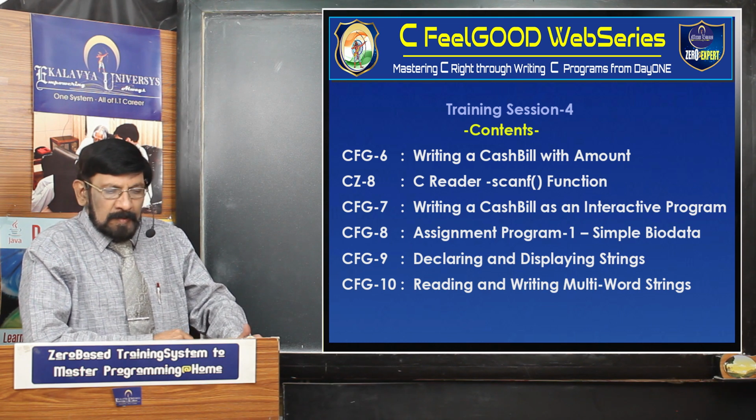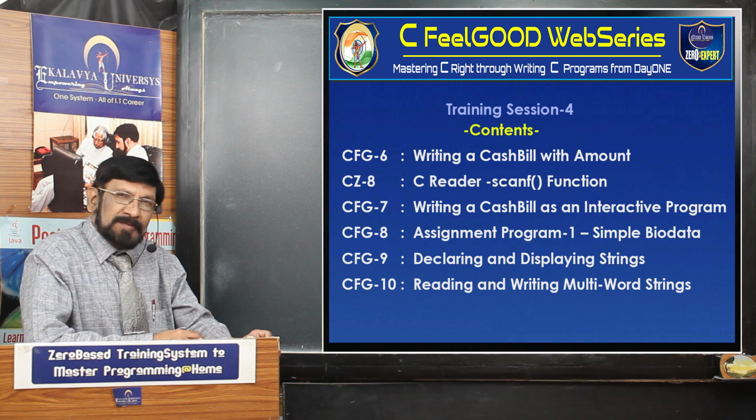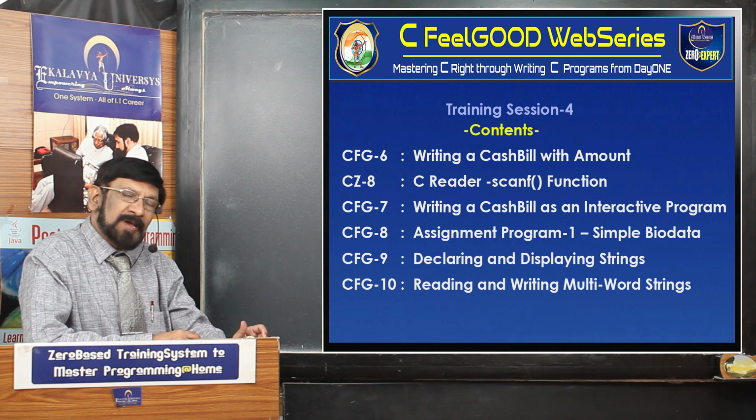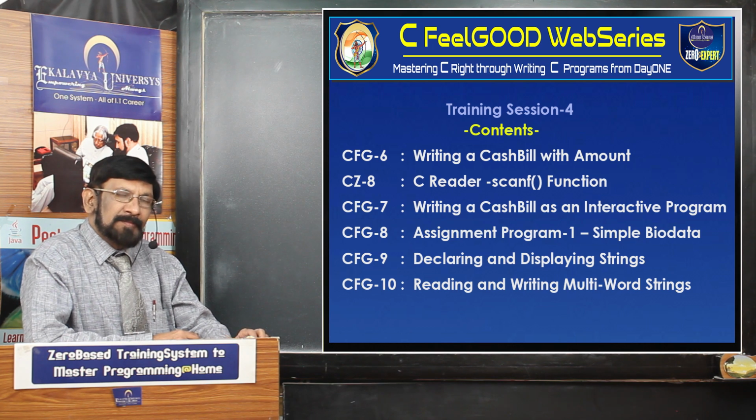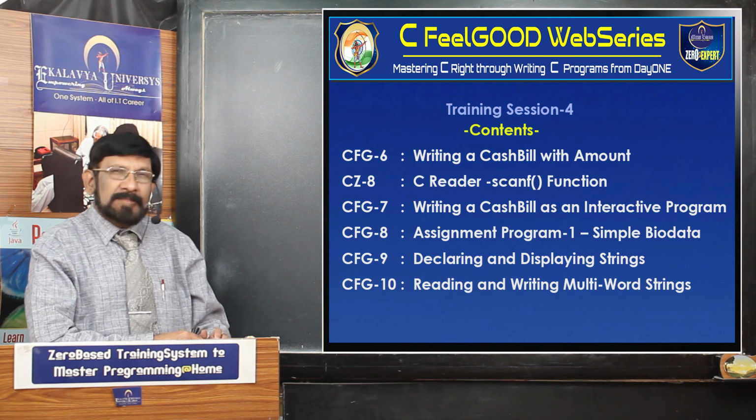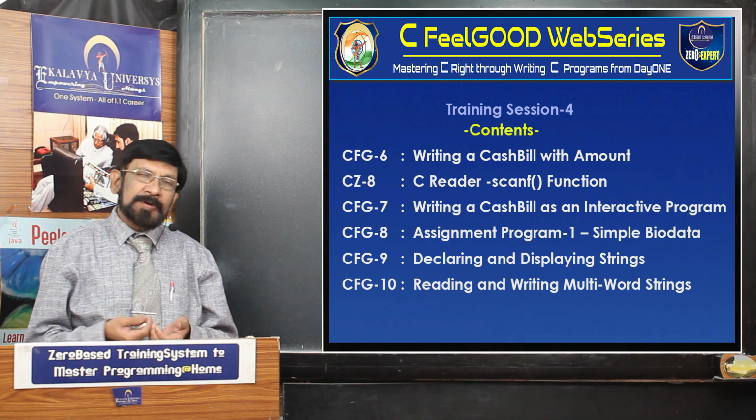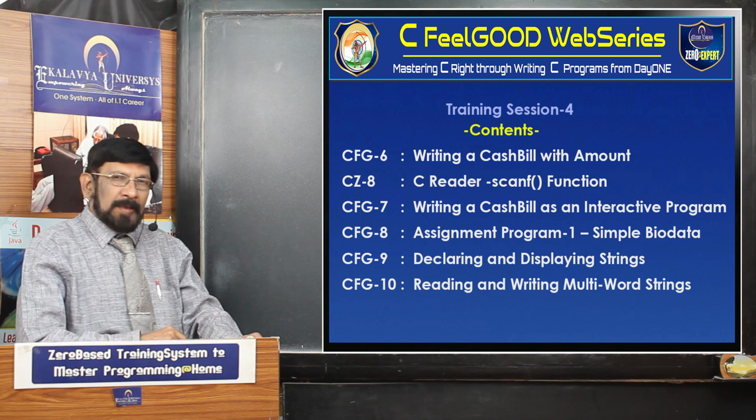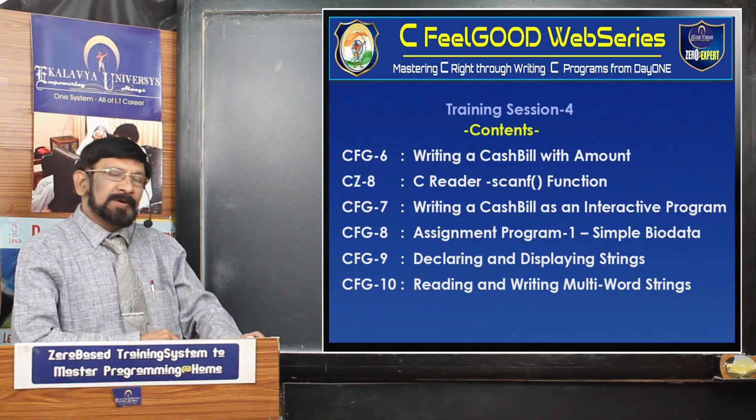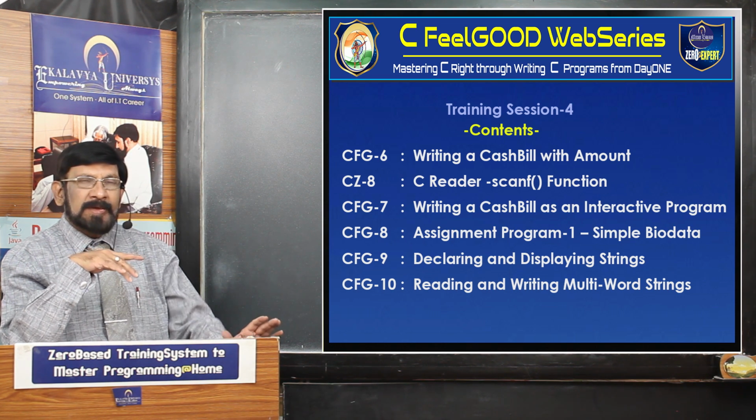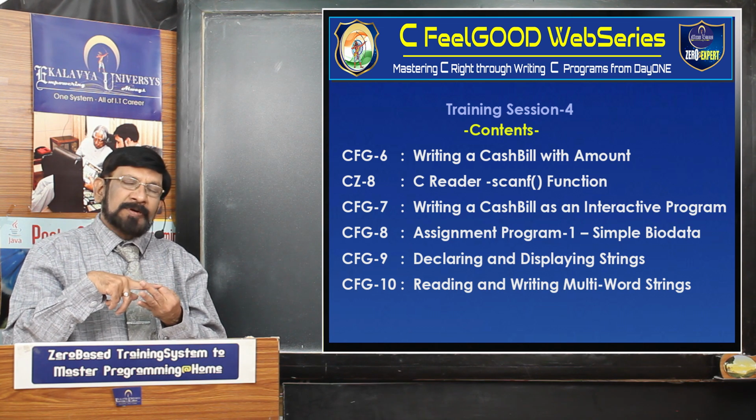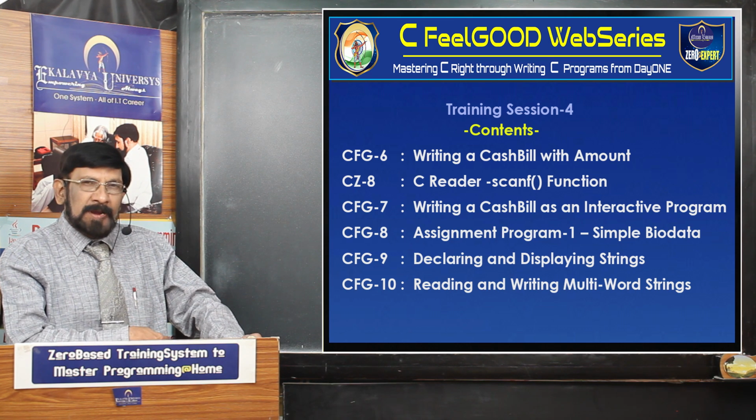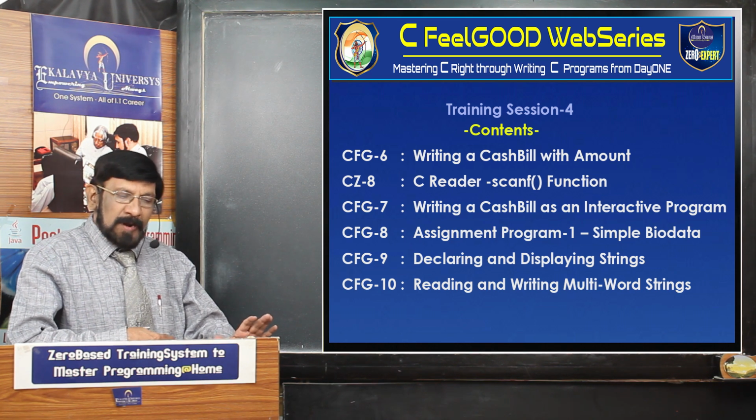Okay, now CFG 6. CFG 6 program. In the previous training session, I gave a simple cash bill, which had only 3 items: item name, number meaning quantity, and rate per unit. But amount is not there. That is a simple cash bill. Now you are writing a complete cash bill. A complete cash bill means 4 items will be there: item name, number meaning quantity, rate per unit and amount. The bill amount will also be there, that you write.